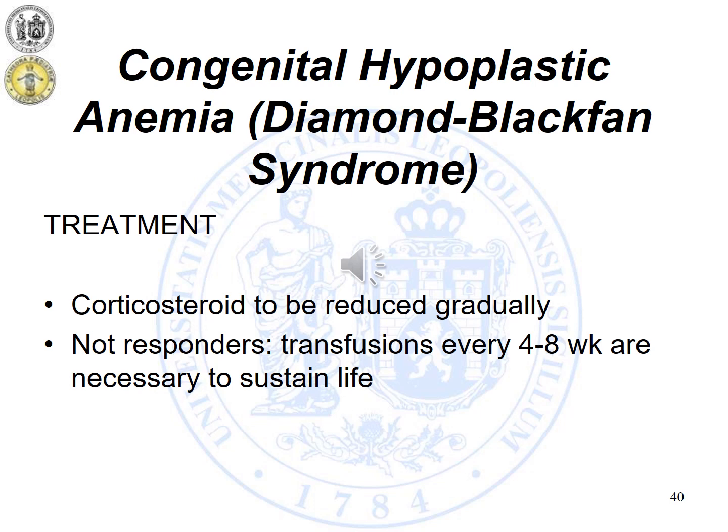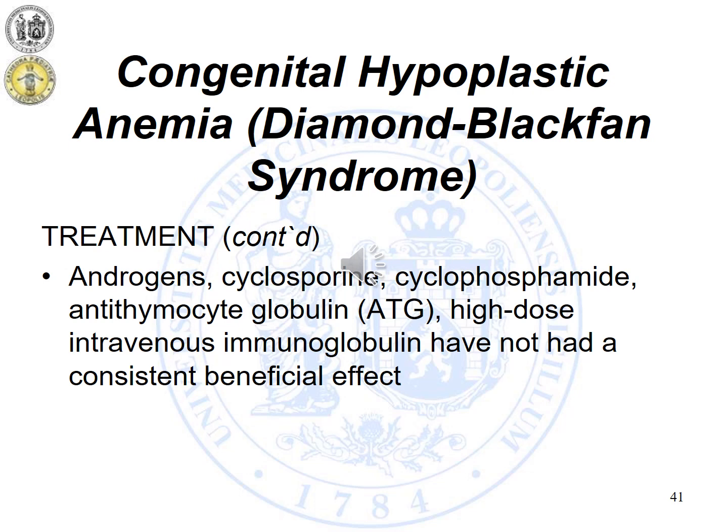In patients who do not respond to corticosteroid therapy, life-sustaining transfusion at intervals of 4 to 8 weeks should be done. Other therapies including androgen, cyclosporine, high-dose intravenous immunoglobulin, erythropoietin, and so on do not show any convincing effects, but they also possess a high incidence of side effects.